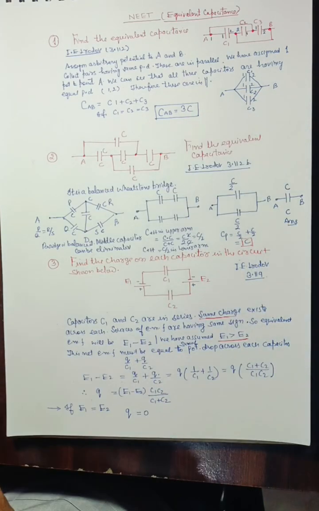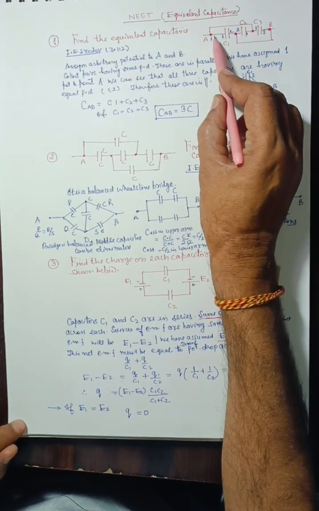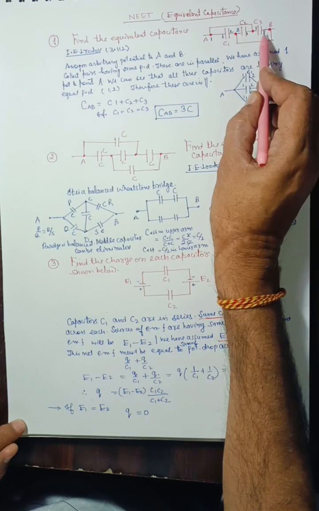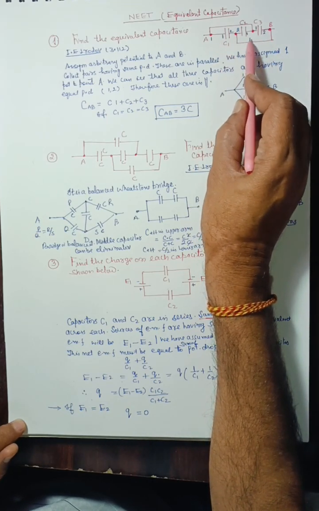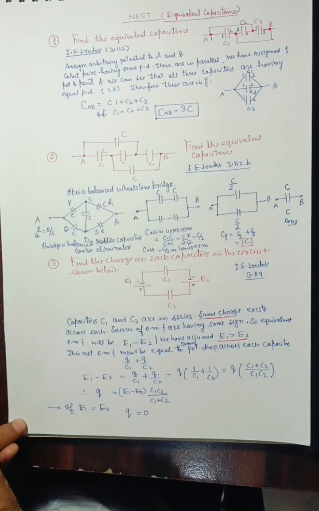इस तरह के क्वेश्चन में आप क्या करेंगे? You will assign any arbitrary potential to point A, और जो भी similar potential पर होंगे उनको equate करेंगे. यहाँ पर हमारे पास 3 कैपेसिटर हैं, तीनों के across same potential difference है, therefore they are connected in parallel. Now let us come to this point, this question.